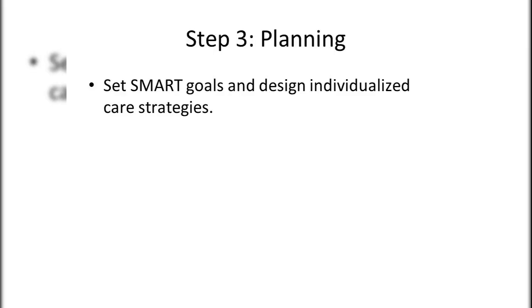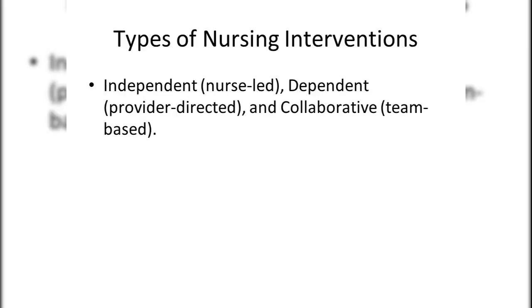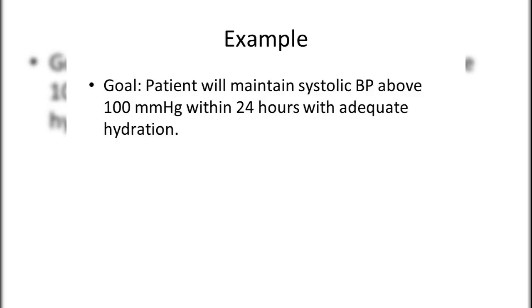The planning step involves setting SMART goals and designing individualized care strategies. Nursing interventions can be independent, dependent, or collaborative. An example goal might be for the patient to maintain systolic blood pressure above 100 mm of mercury within 24 hours with adequate hydration.